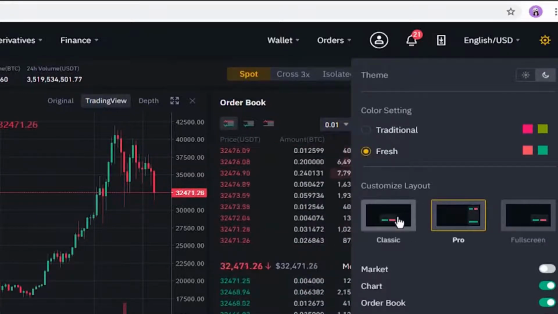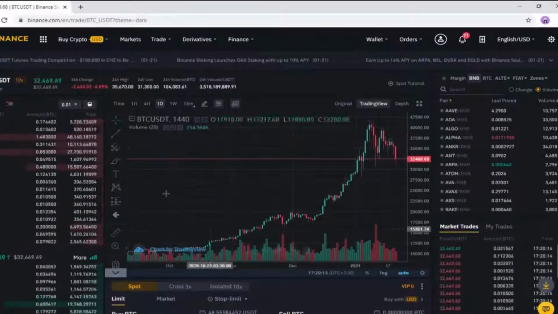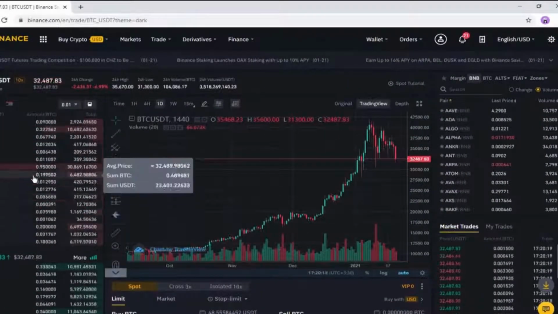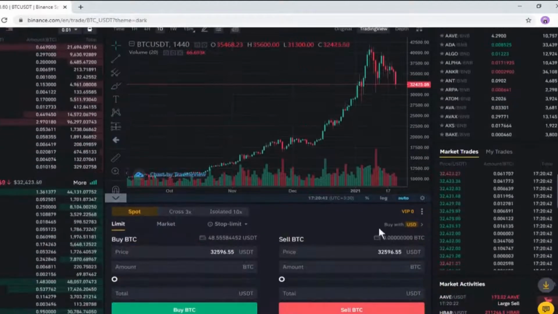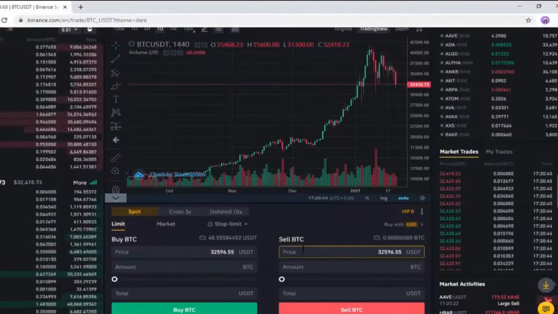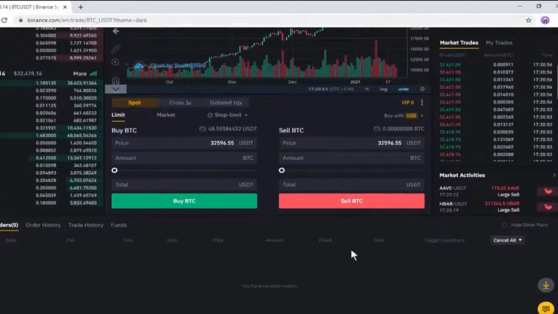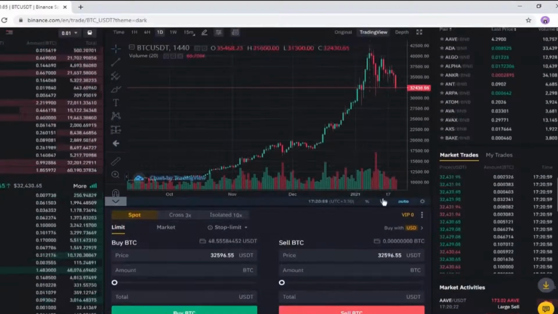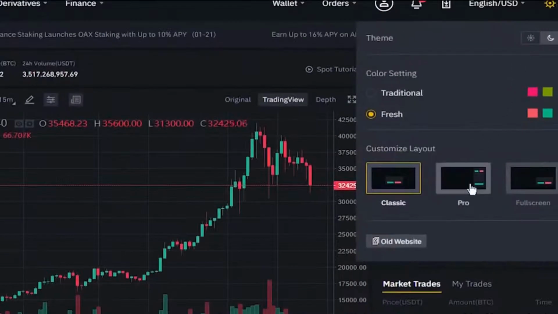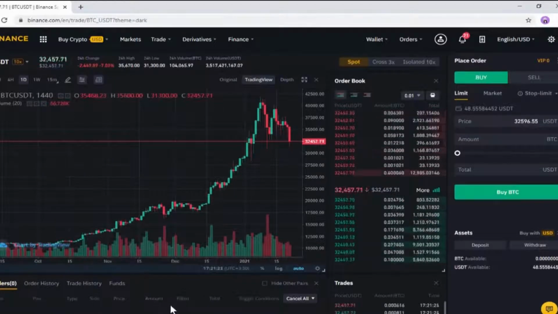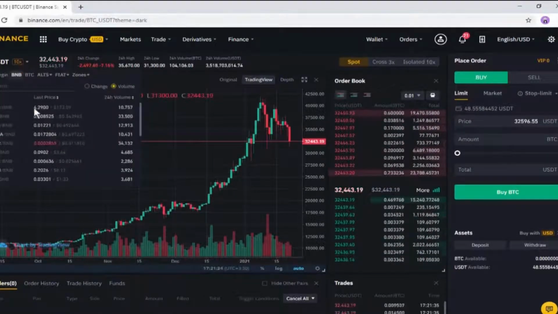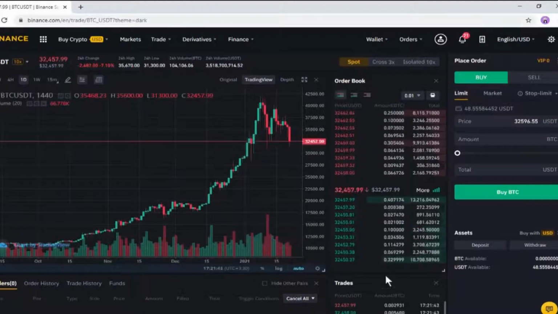By choosing the classic, as you can see, the chart is in the middle of the window, the order book on the left, and the pairs and the market trades here on the right. You can place buy or sell orders here below the chart, and you can manage your trades below everything. By choosing Pro or advanced layout, you see that the chart is on the left, and below that you can manage your trades and you can access the pairs above the chart, order book and trades in the middle, and you can place buy or sell orders on the right side of the window.